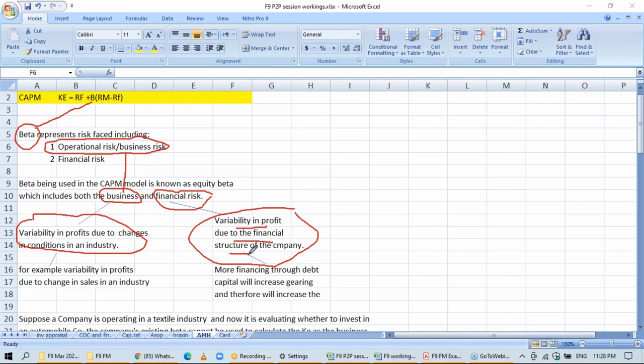It is what is talked about here. So due to interest, the fluctuation can be very high when the sales are fluctuating and the profits are fluctuating. So this is known as financial risk. And in case of operational risk, it means that due to the change in conditions in the economy, the sales of the business fluctuate, due to which the profits fluctuate. So that's operational risk.